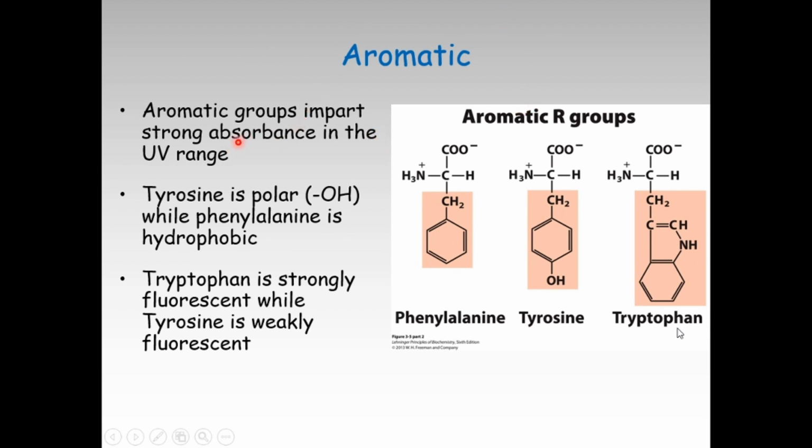The second group is aromatic. Aromatic groups impart strong absorbance in the UV range. And there are three aromatic amino acids. The first one is called phenylalanine. Now, you know what alanine is. Alanine is with a methyl group. Now, if you replace one of the hydrogens with a phenyl group, it is phenylalanine. It's easy to remember, right?